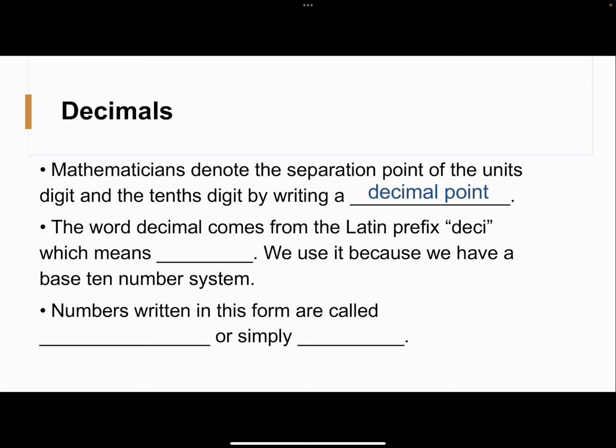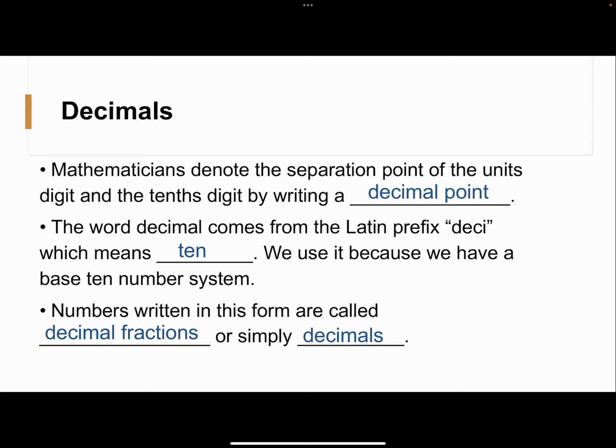Decimal actually comes from the Latin prefix deci, which means 10. This makes sense since we use the base 10 number system. You may also see numbers written in the forms that we traditionally call decimals, called decimal fractions. Decimal fractions and decimals mean exactly the same thing. So don't be surprised if you hear the word decimal fractions. They simply mean decimals.